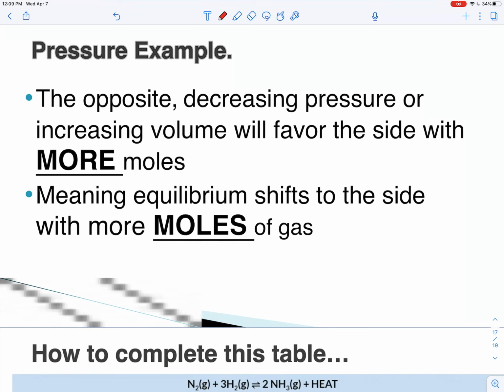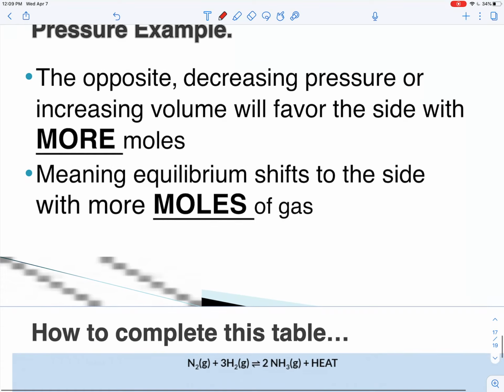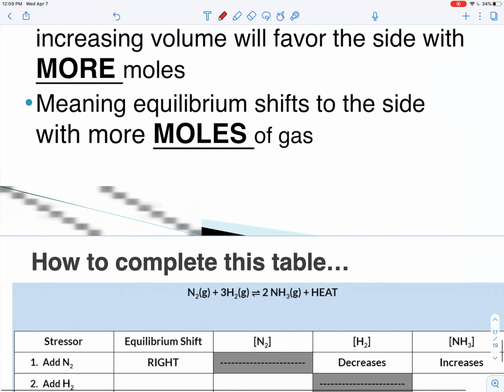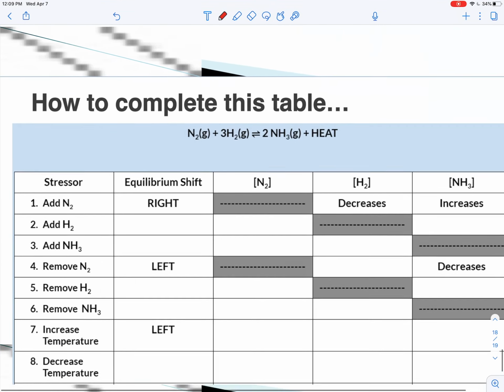Okay, so the opposite's also true. If you increase volume or decrease pressure, then it would go to the side with more moles of gas. Equilibrium shifts to the side with more moles of gas. Remember, pressure and volume are inversely related.